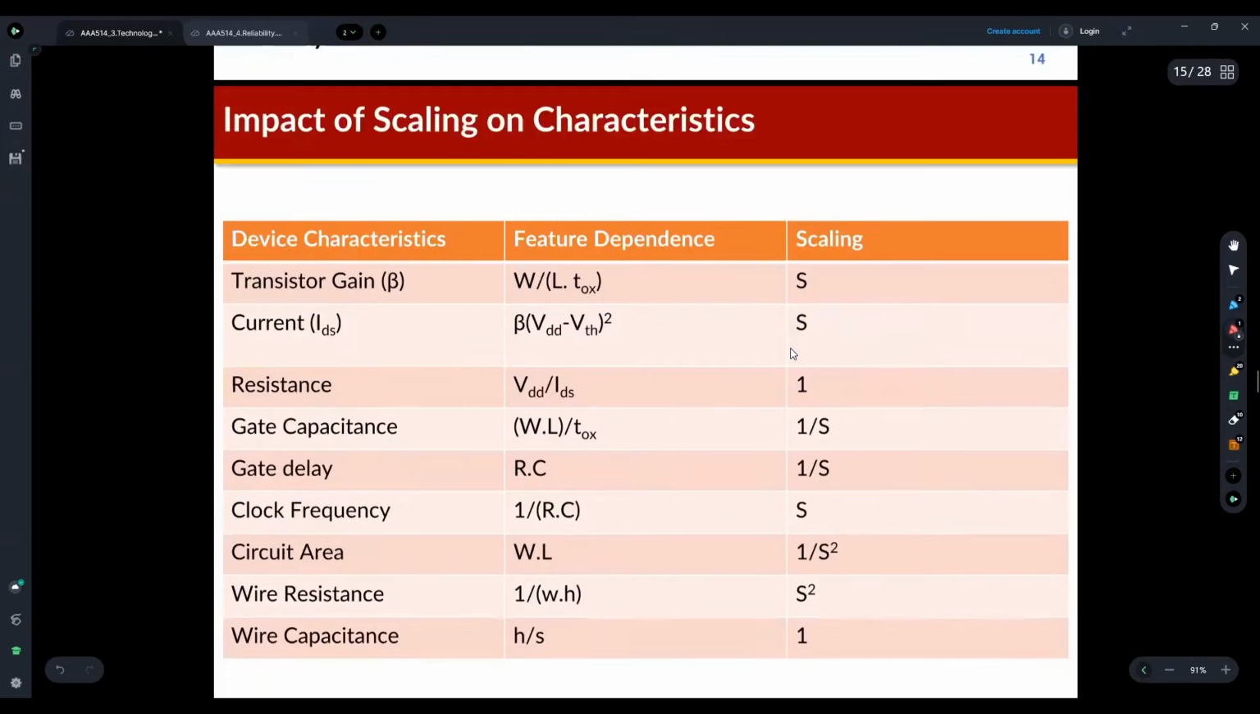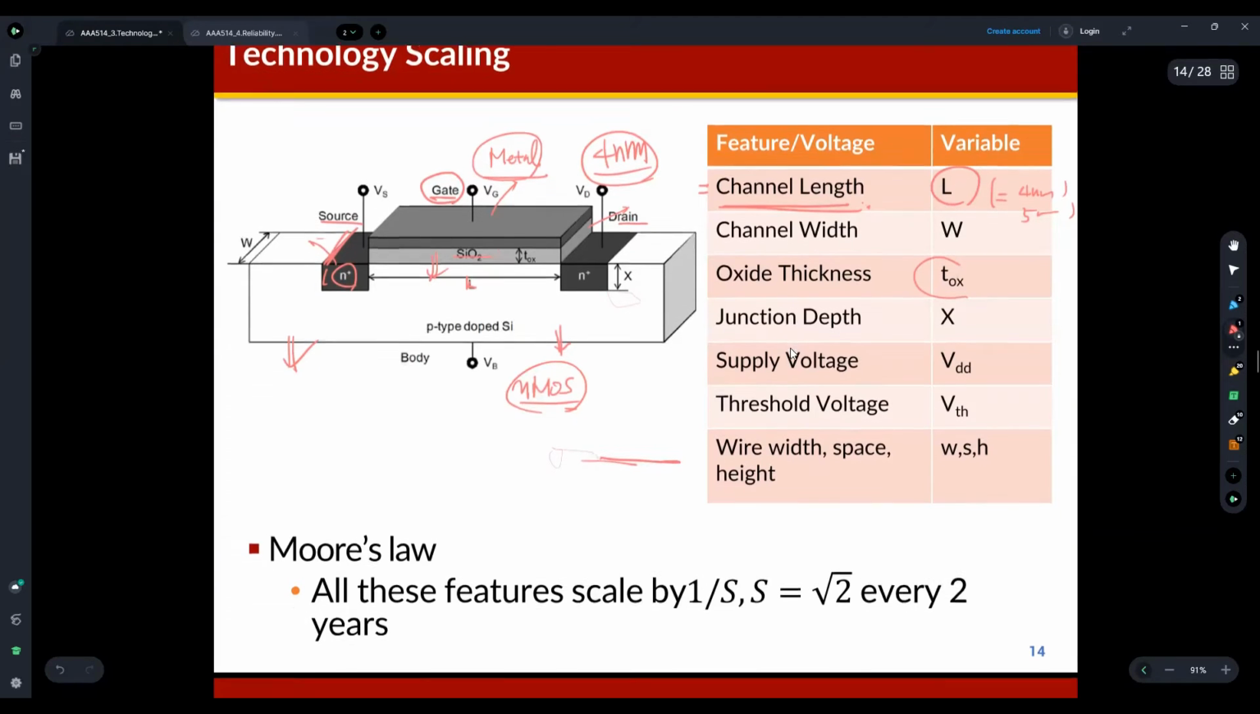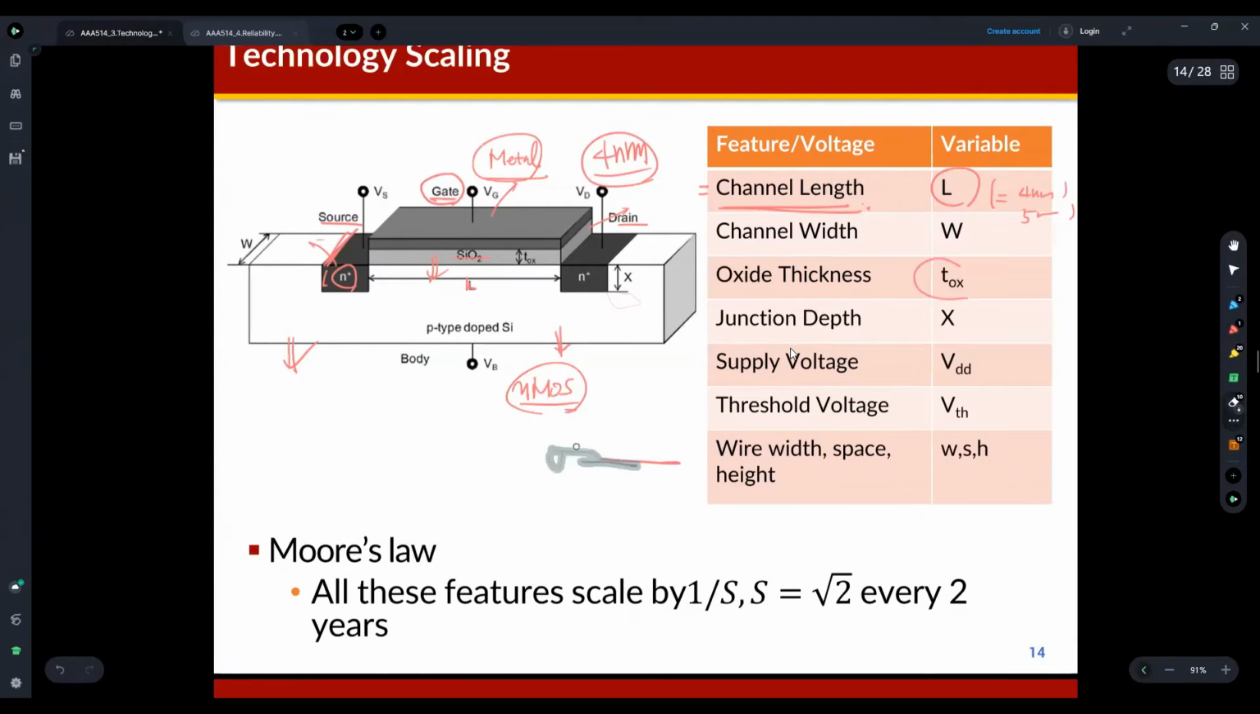Silicon dioxide means that electric charge cannot go through it. So metal is the conductor, and the current cannot go through this silicon dioxide. The thickness of this silicon dioxide is defined as TOX. If we think about a capacitor, the capacitor is composed of two metal plates, and the material between these two metal plates is an insulator, so the electric charge cannot go through it. That is the structure of the capacitor. So silicon dioxide is the insulator.